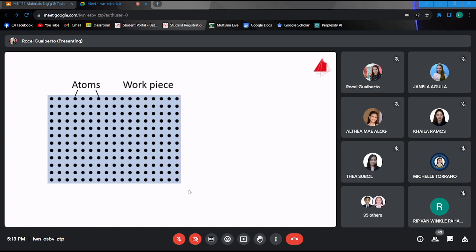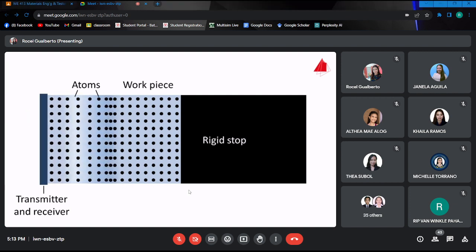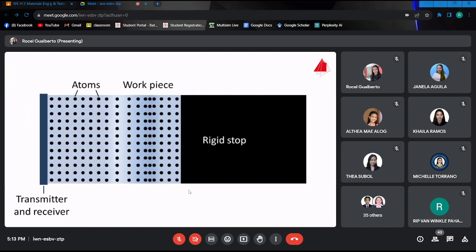To begin with, a rigid unyielding stop is attached to the right front end of the cylinder. At the left front end, a disc is installed. It will be used to transmit and receive sound waves. Pushing and pulling briefly at the disc causes a longitudinal sound wave to propagate through the cylinder.